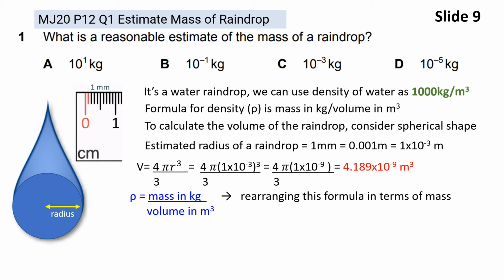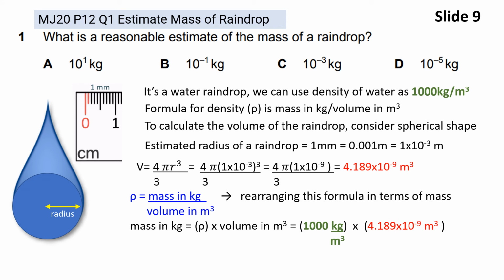This is the density formula, which is mass over volume. I'm using kilograms per cubic meter because that's what we started with. Now I'm going to rearrange this formula in terms of mass. So the mass will be the density times the volume, right? The density is 1,000 kilograms per cubic meter times the volume that I just calculated. And when I do my multiplication, that's the result that I get.